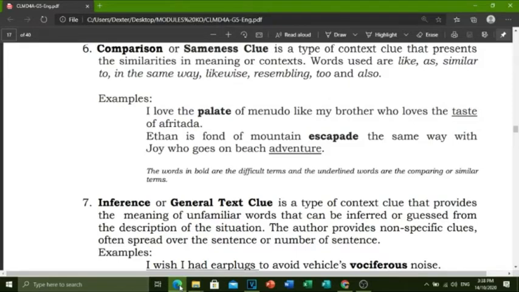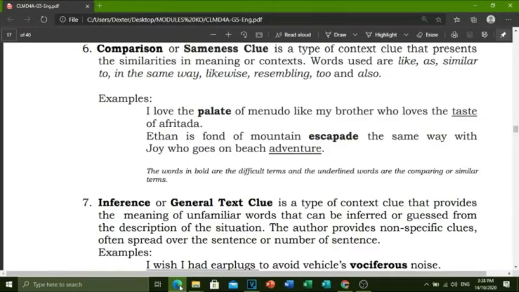Now, you may ask me, Sir, parang parehas po sa synonyms ha? O nga, somewhat it's the same as the synonym. However, the difference is there are two persons or two things being compared. And aside from that, there are also guide words that will help you determine if this type is a comparison or sameness clue.